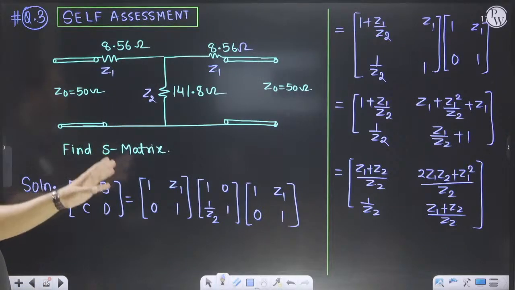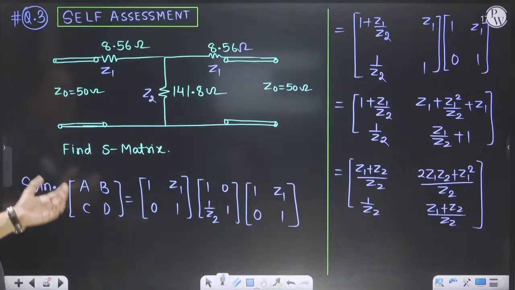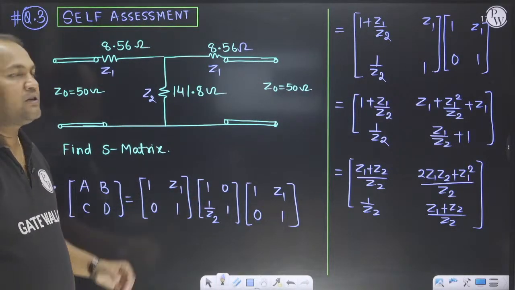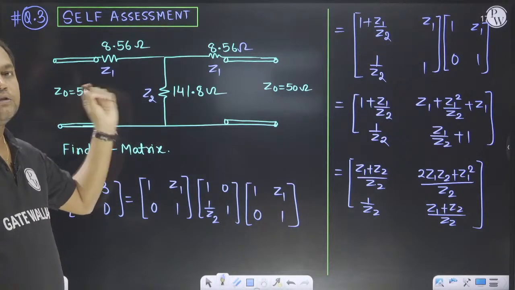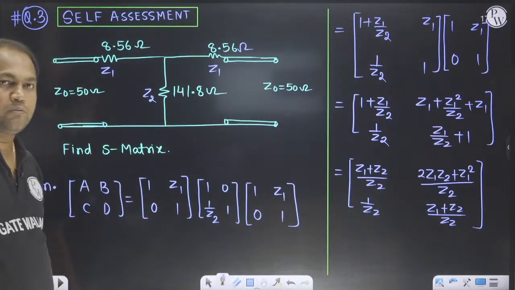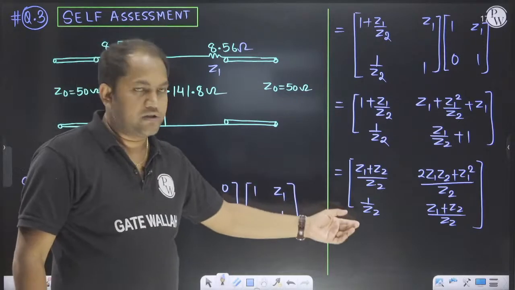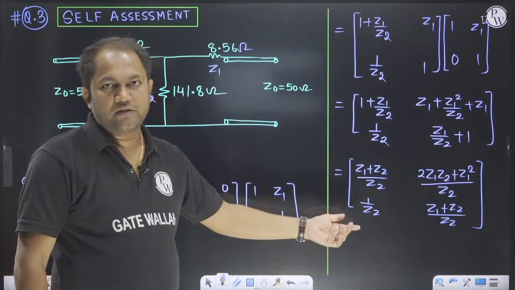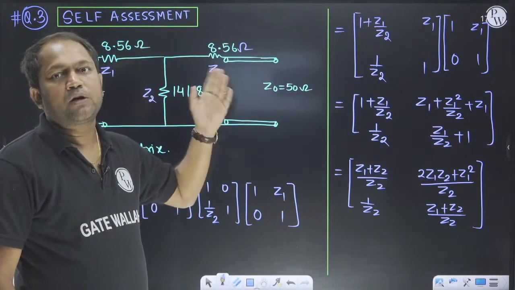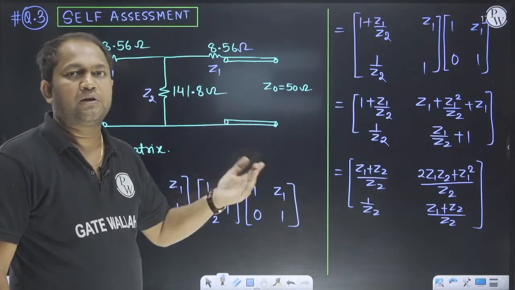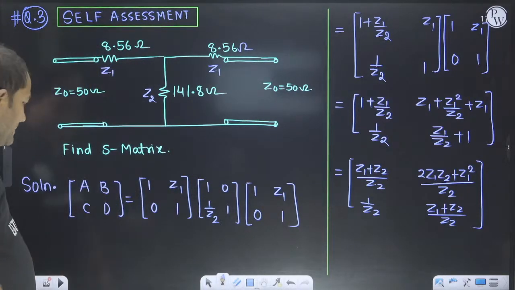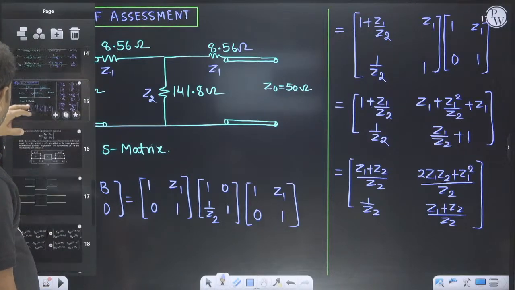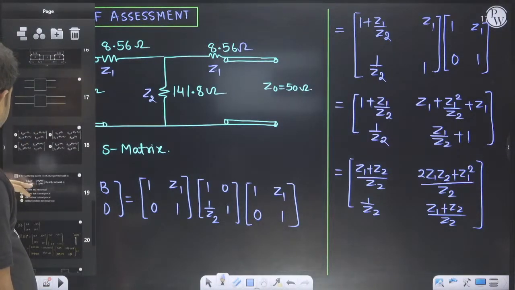First of all, you have to calculate. They will not ask for the whole ABCD. They will ask S11, S12, S21, S22. So you have to calculate ABCD first. This will take some time, about 2 minutes, and 1 minute for calculation of one parameter, S11, S21, S12 or S22. So this type of question may be asked in the GATE exam.